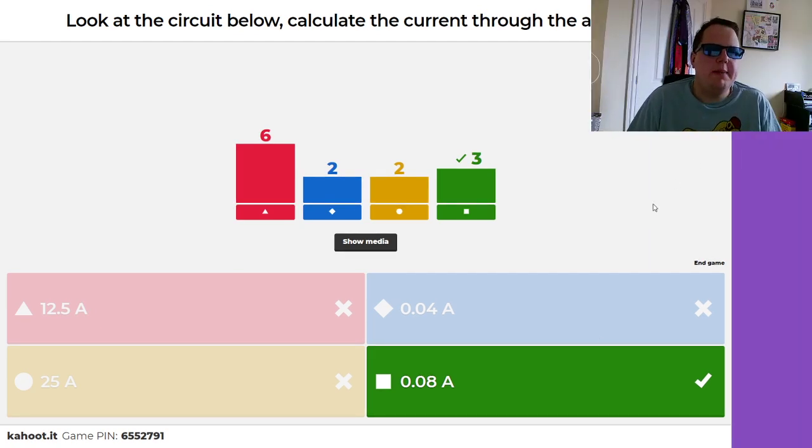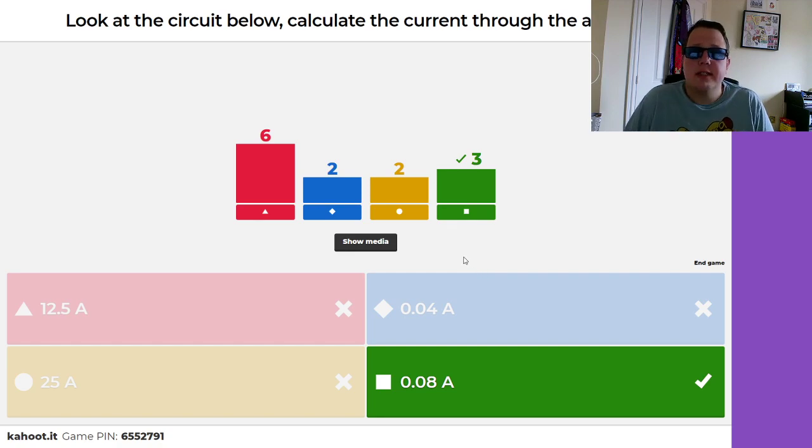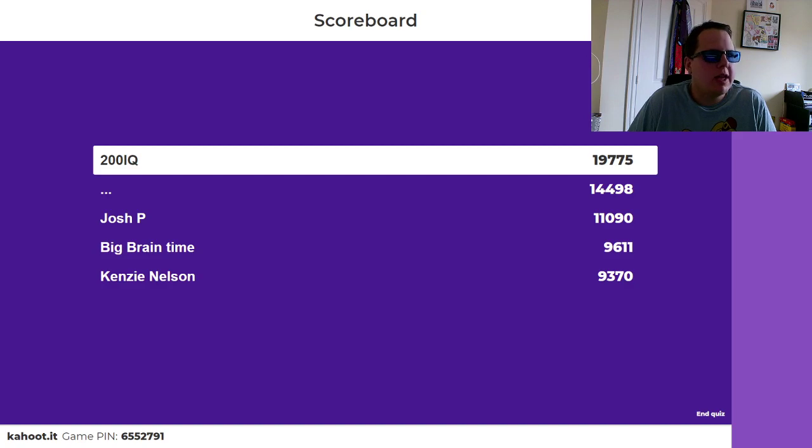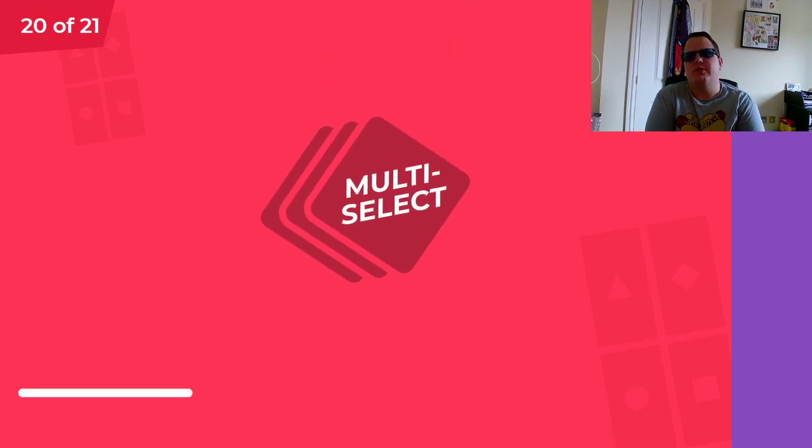Well done to 3 people, yeah, 0.08. So, how do we work this out? Well, we got 2 in parallel. So 1 over 100 plus 1 over 100 is 2 over 100. We then invert that and we get that this is then 50 ohms, plus the 100 it's in series with. So the total resistance is 150. 12 divided by 150 is 0.08. So, well done to 200 IQ. Well done to Kenzie Nelson. Right, 20 out of 21.